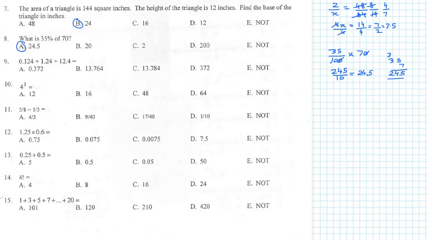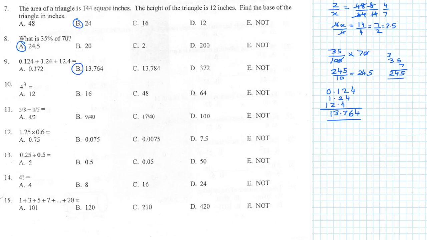Question 9. What is the sum of these three numbers? So all we have to do in this is line up the decimals carefully. So this is 0.124, and then we write 1.24, and then 12.4, and then the sum is 4, 6, 7, 3, 1. So 13.764. So B is the correct answer.